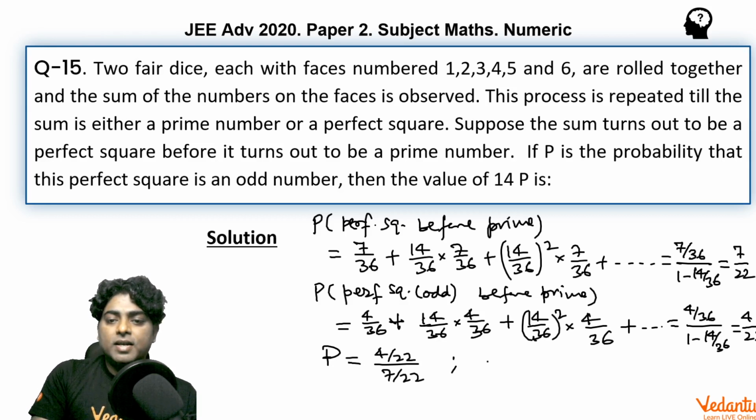And the final answer to this problem, that is 14p, would be, and here we are getting 4 by 7, so 14 into 4 by 7, that is 8. So 8 must be the final answer to this question.